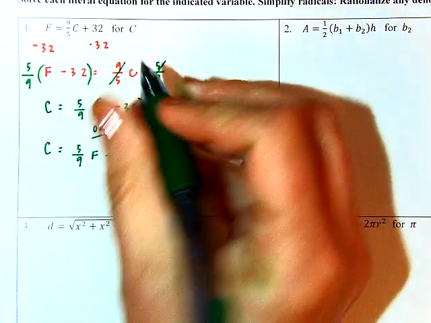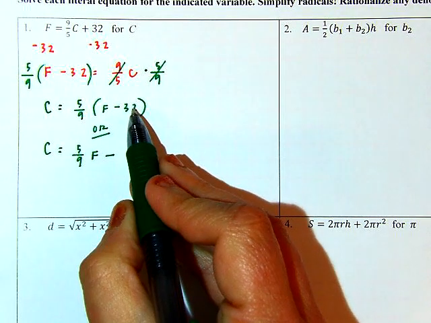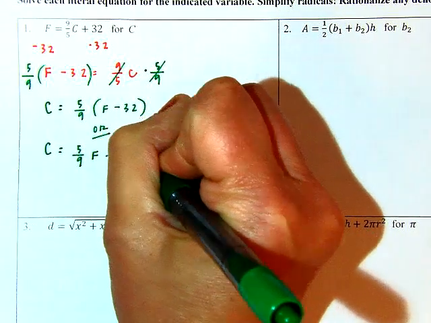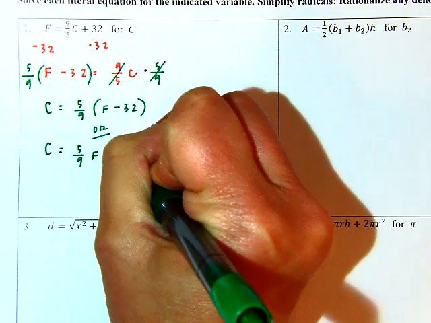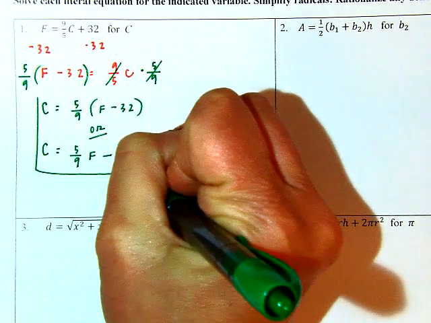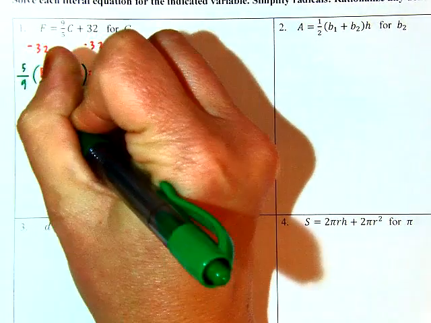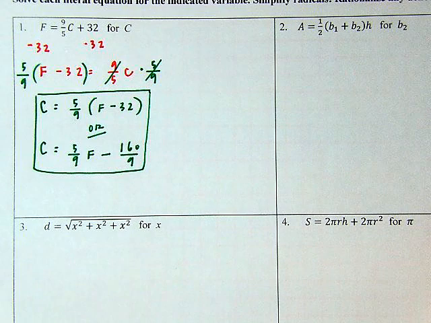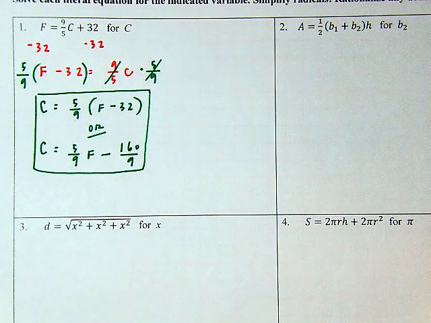32 over 1. So 5 times 32 is that 160. 9 times 1 is just 9. So I say 160 divided by 9. Like I said, both of these are fine. I could leave it either way. And I've isolated C, degrees Celsius, in terms of Fahrenheit.